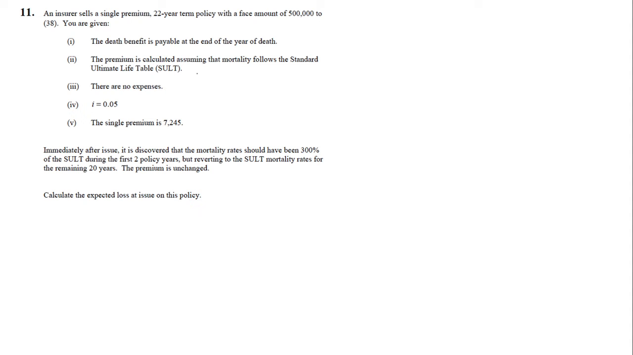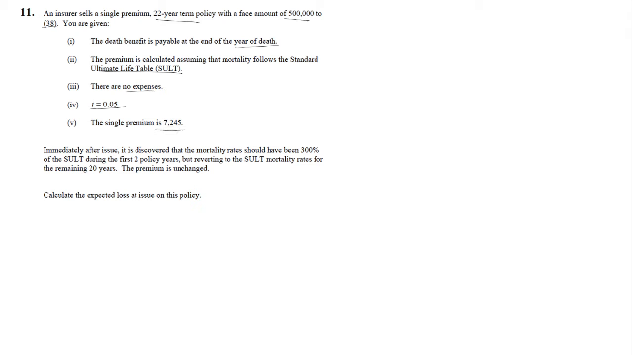An insurer sells a single premium 20-year term policy with a face amount of $500,000 to age 38. Death benefit is paid at the end of the year of death. We can use the standard ultimate life table. There are no expenses. Interest rate is 5%.